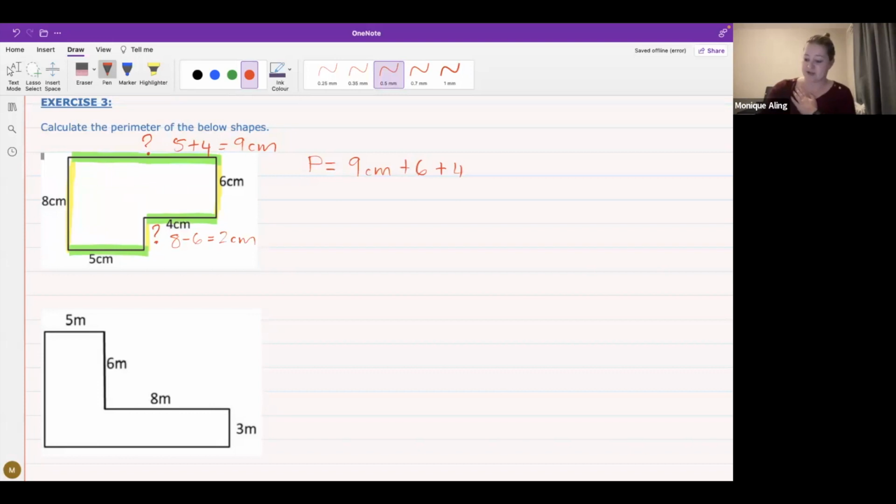So I'm going to put that into my formula. 4 plus 2 plus 5 plus 8. So I've got 1, 2, 3, 4, 5, 6 sides. 1, 2, 3, 4, 5, 6 values. So I've accounted for all sides. What is the perimeter of this shape?